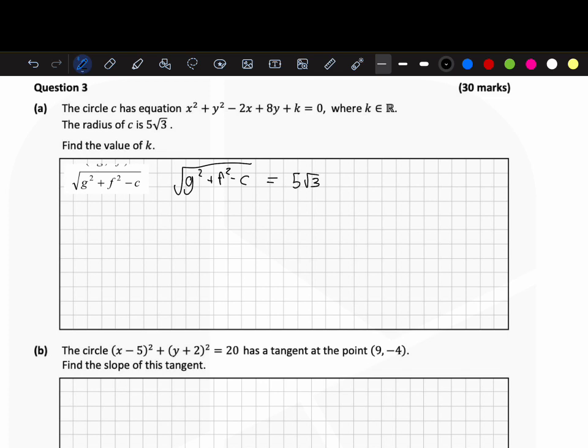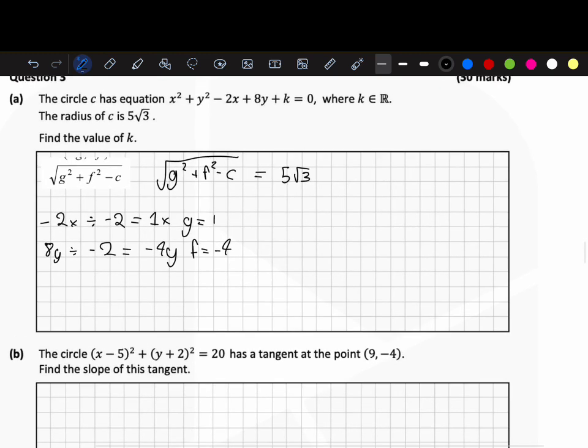To find out what g and f are, we're going to look at the coefficients of x and y when the highest power is 1. So we ignore the squares and we ignore everything else. We're just looking at these values right here, and we're just going to divide each of them by minus 2. So minus 2x divided by minus 2 is just 1x. So my g is equal to 1. And then we do the same thing for 8y divided by minus 2, which is equal to minus 4y. So f is equal to minus 4. And I just plug these in. So I'm going to find the square root of 1 squared plus minus 4 squared minus c, and that is going to be equal to 5 root 3.